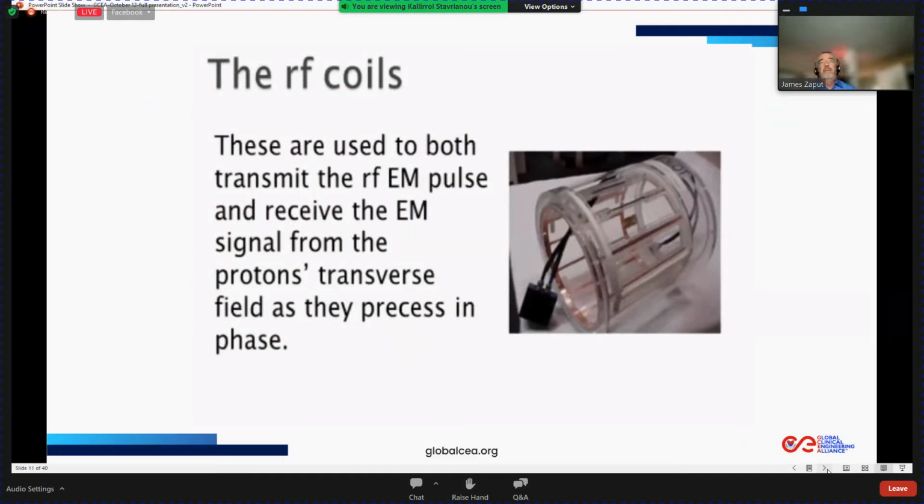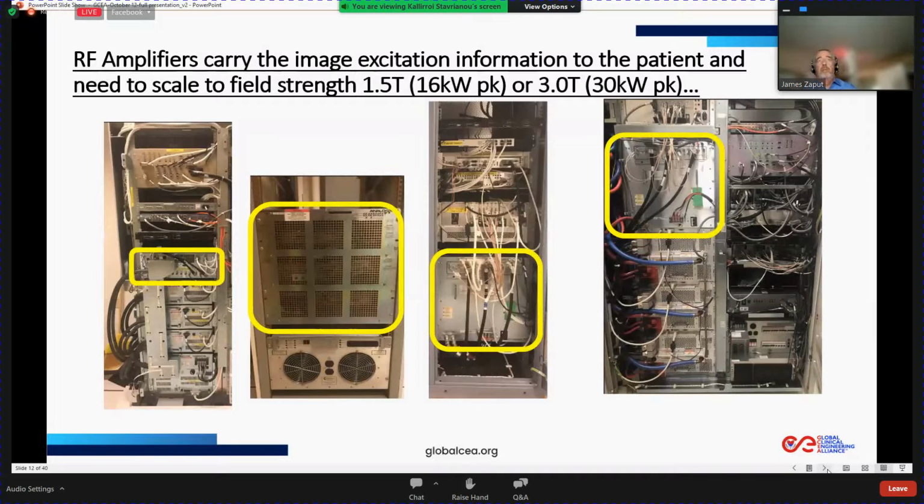RF coils, think of these as antennas. This allows us to communicate with the patient, give them resonant energy, and listen for the signal in return. Next, please. RF amplifiers carry the image excitation to the patient. It's the RF transmitter. Again, they scale with field strength. 1.5T is smaller, 16 kilowatts. 3T is about 30 kilowatts of peak transmitted RF power at those frequencies. Next, please.